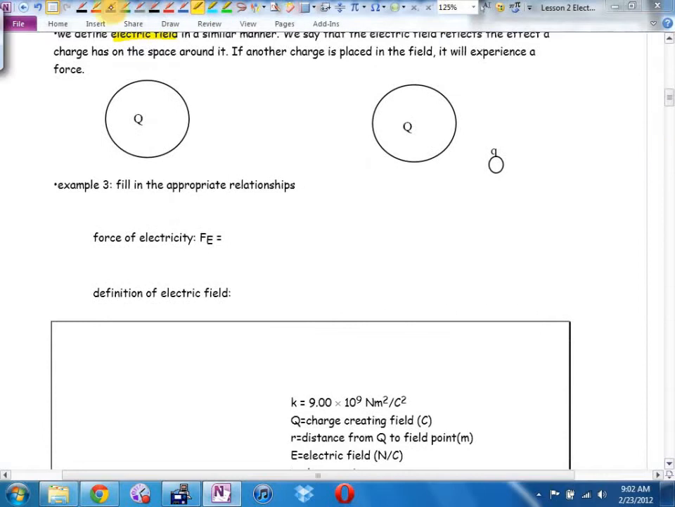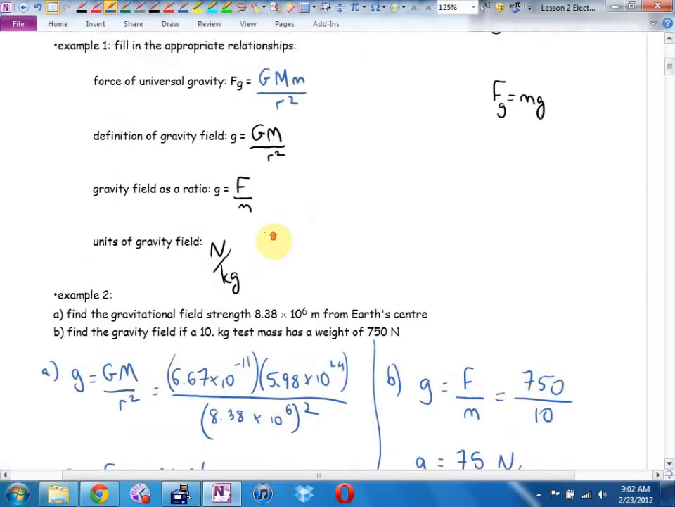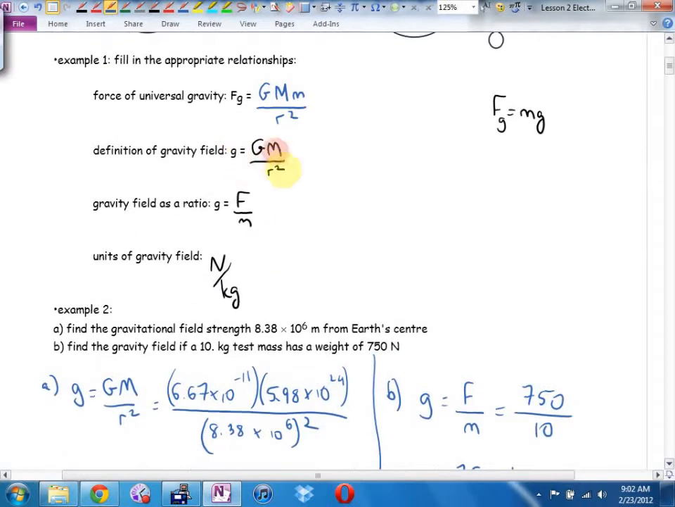So it says fill in the appropriate relationships. Force of gravity, we said that was k Q1 Q2 over r squared. In the gravity equation, what was here and here? Mass. In fact, charge in the electric force equation sort of behaves like mass. That was gravitational field.